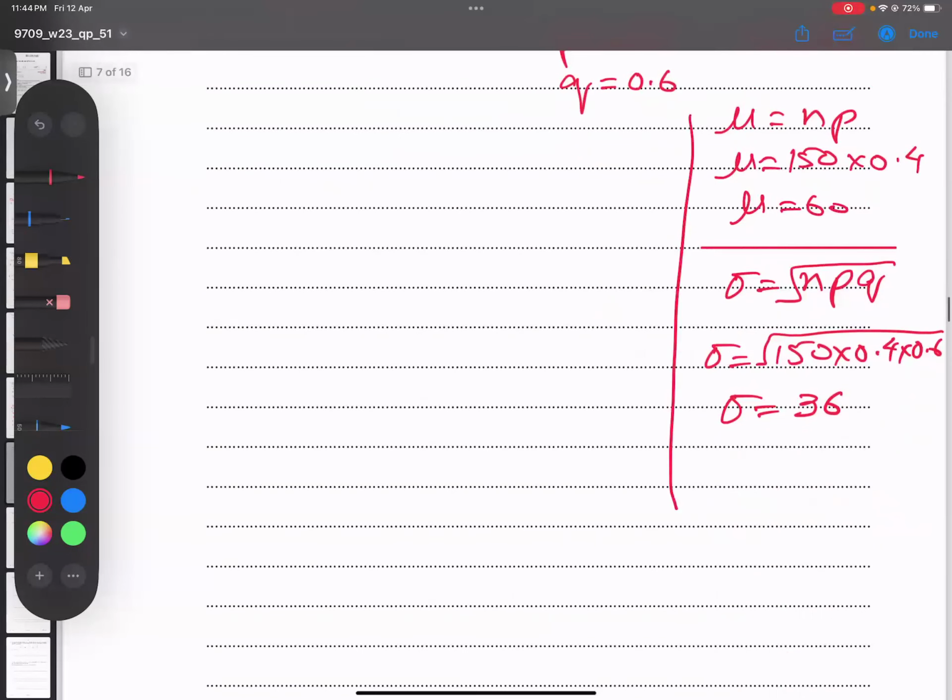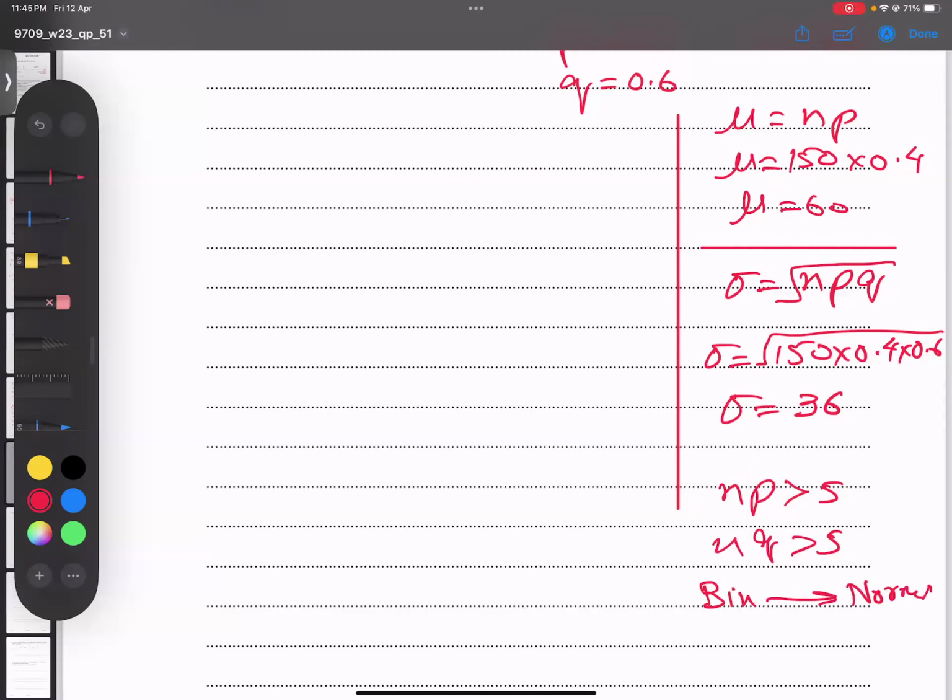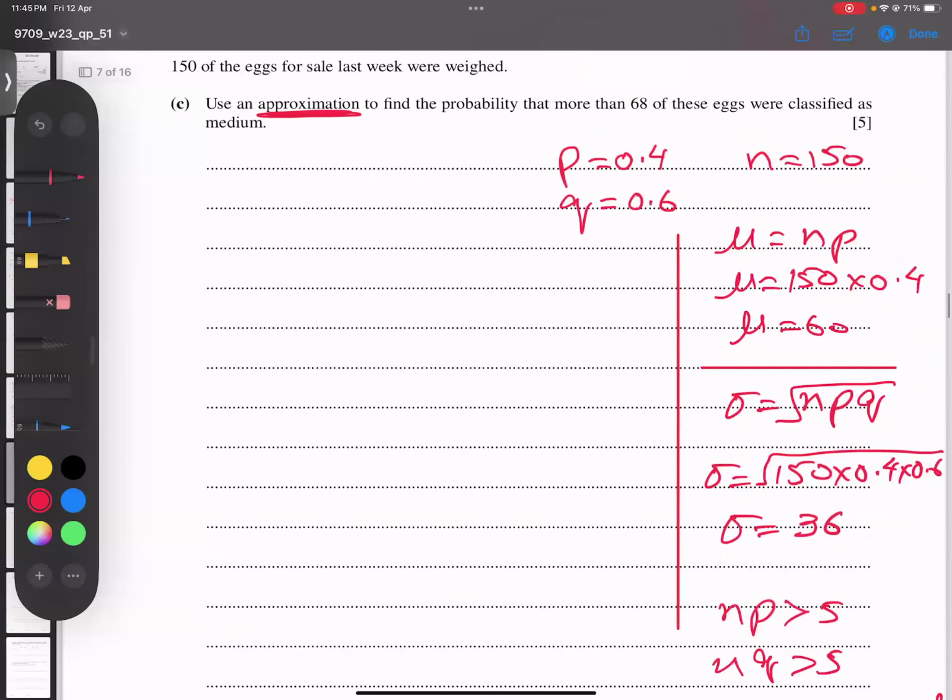And for your knowledge, we have a special criterion, you know it very well. If the NP value is bigger than 5 and the NQ value is bigger than 5, let me find out, one minute please. 150 into 0.6, it is coming 90. It means both values are bigger than 5. It means we are going from binomial to normal distribution. That is why I have to do two jobs.